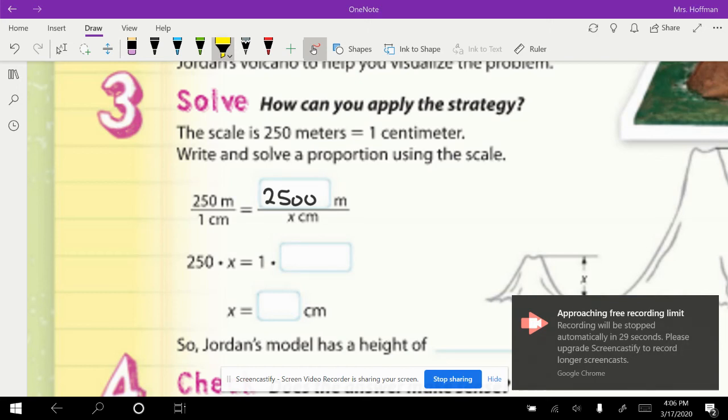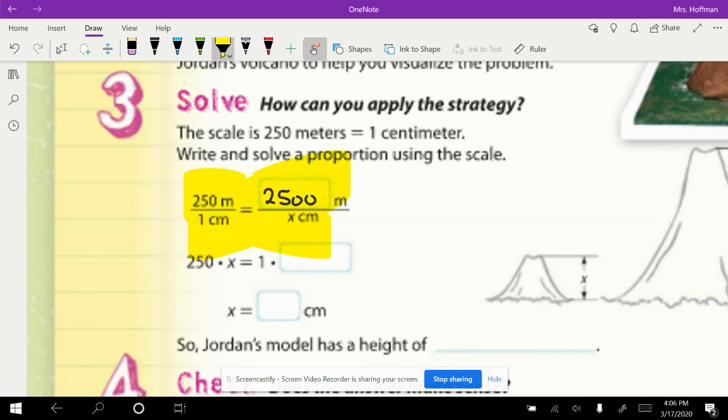Oh, no, I got 29 seconds. So you're going to solve this proportion here. Cross products. Sorry, my circles are terrible. You guys can figure that out, and then you're going to get the model height. Okay, so go ahead and work on that on your own.